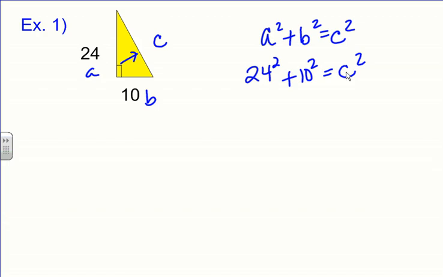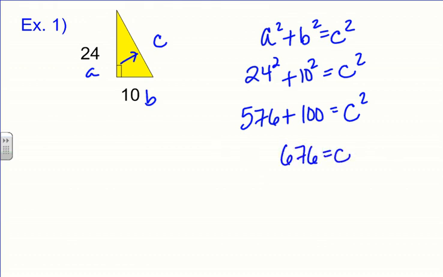And what I'm going to do is simplify this. I know that 24 times 24 is 576. 10 times 10 is 100. And that's going to give us the side of that square that's sitting out there. I add them together, I get 676 equals C squared. So we know if I broke up that square on the hypotenuse, that would be 676 pieces. But I don't want to know how many pieces are in the square. I want to know the measurement of this side of C, just that one side of that giant square that's out there. I want to know just the side measurement right here.